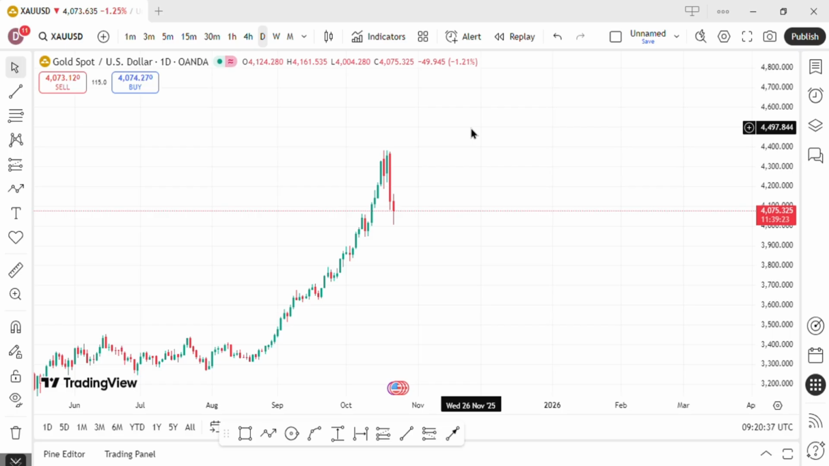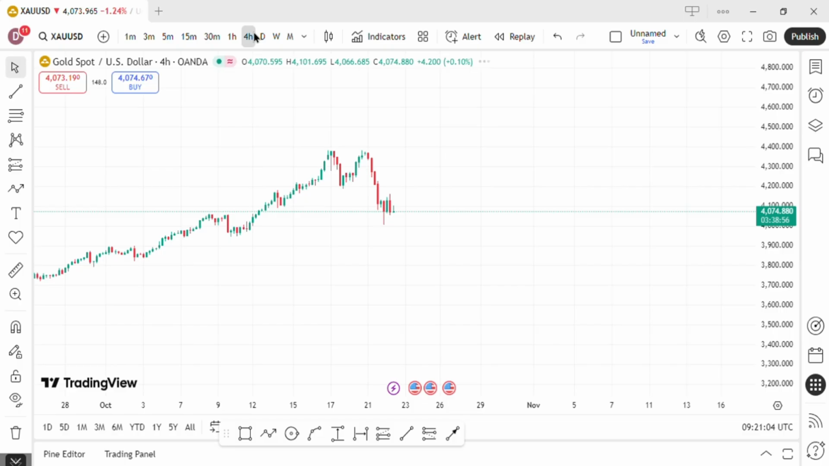So before you can finalize your confirmation and say, okay, I want to place a trade here, you have to do all this analysis. This is what we call top-down analysis. You have to start from the higher time frame and break down to the lower time frame. So we are going to come down to the 4 hour time frame.